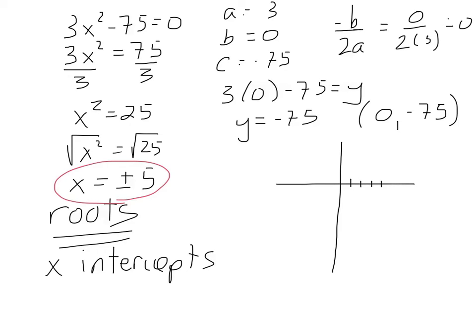1, 2, 3, 4, 5. I'm just going to call that negative 75. So put a point there, put a point there. That's my vertex. I also know that it's smiling, it's shaped up because A is positive, and I can go ahead and graph it like, there we go.